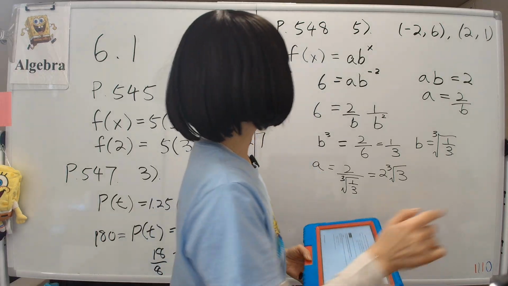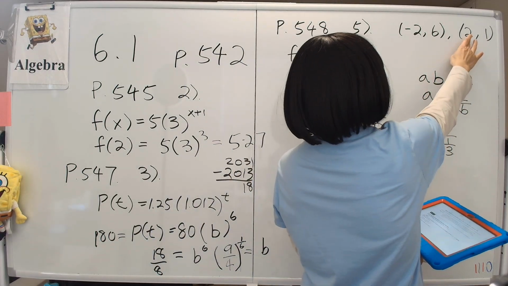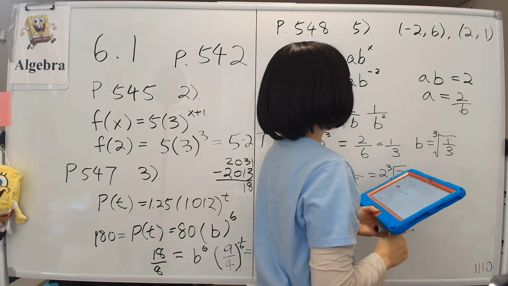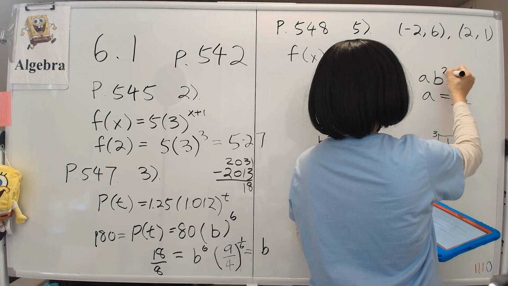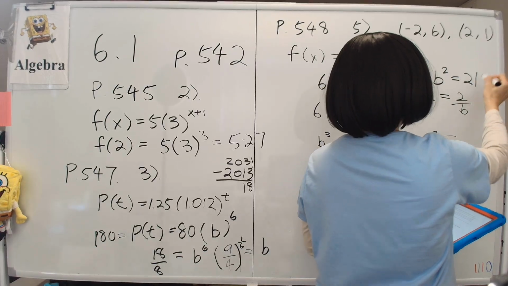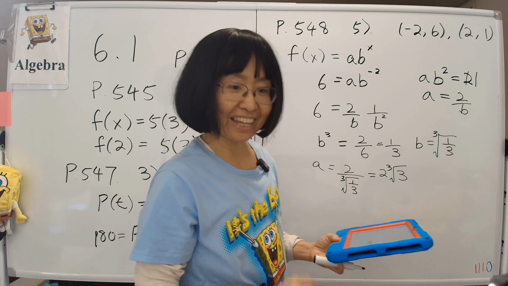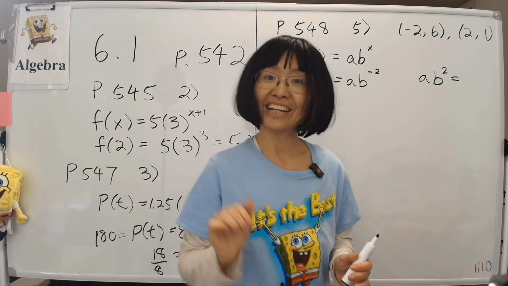Oh no, I messed up. This says that when x is 2, f of x is 1. So there should be A B squared equal to 1. All right, so let me erase the board and try again.